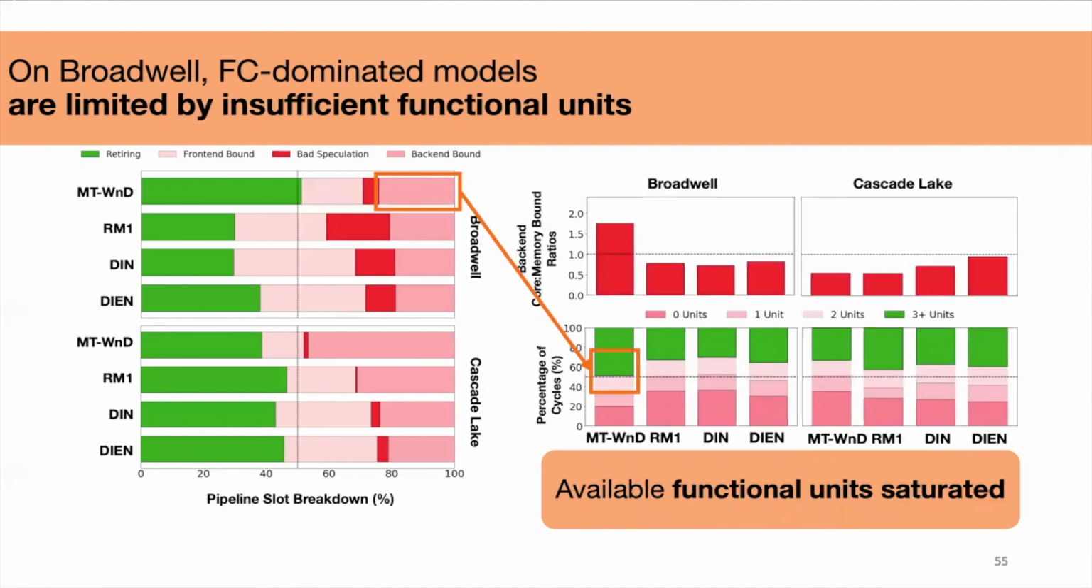If you go further into this analysis, we also see that multitask wide and deep already saturates the amount of functional units available on Broadwell. And this is shown in that over half of its cycles, it's already using more than 3 functional units at a time. And this is on a Broadwell machine. Recall that there are 8 functional units. And if you're using more than 3 functional units in a cycle, that's showing good usage.